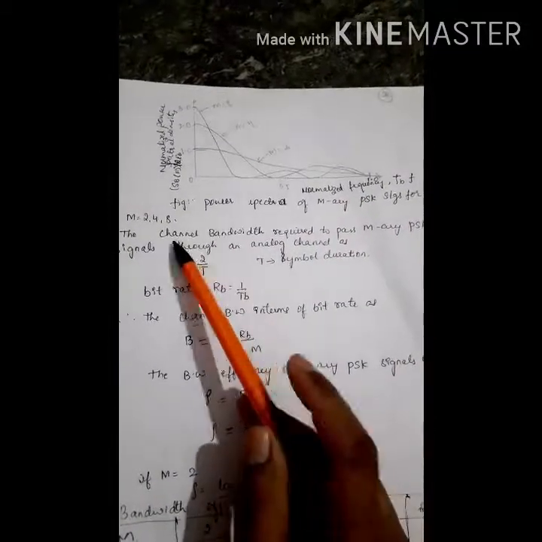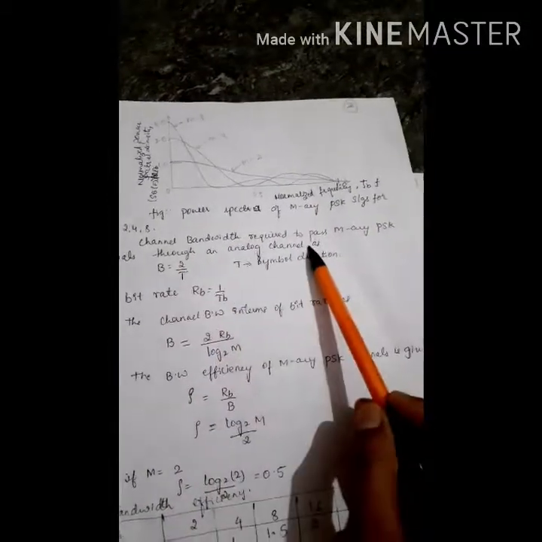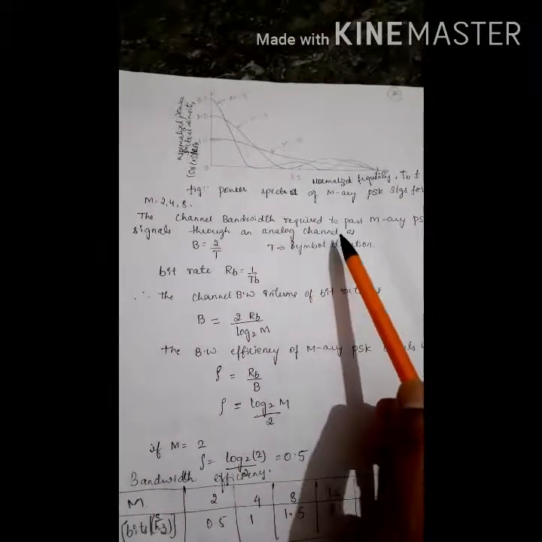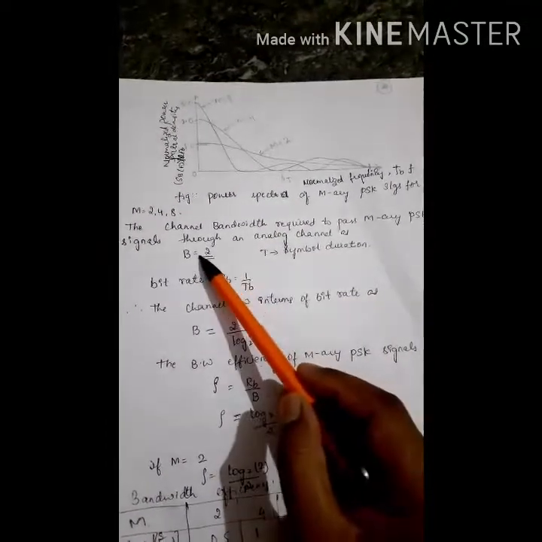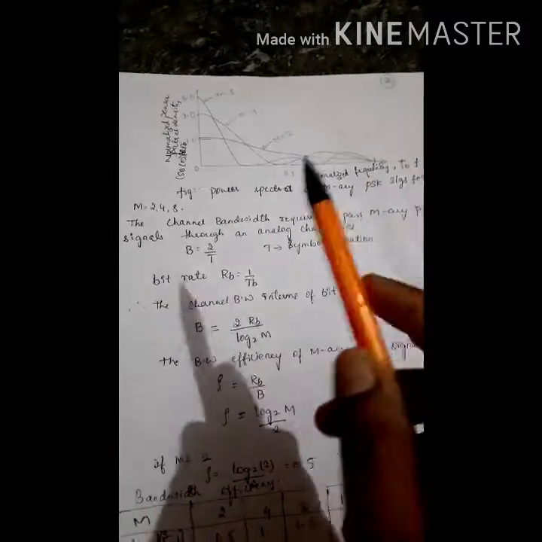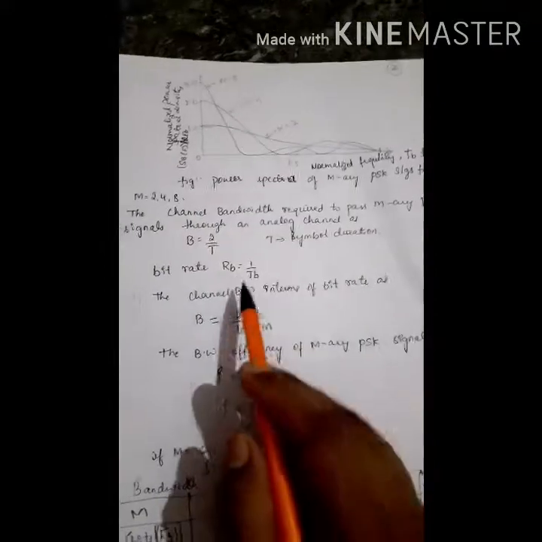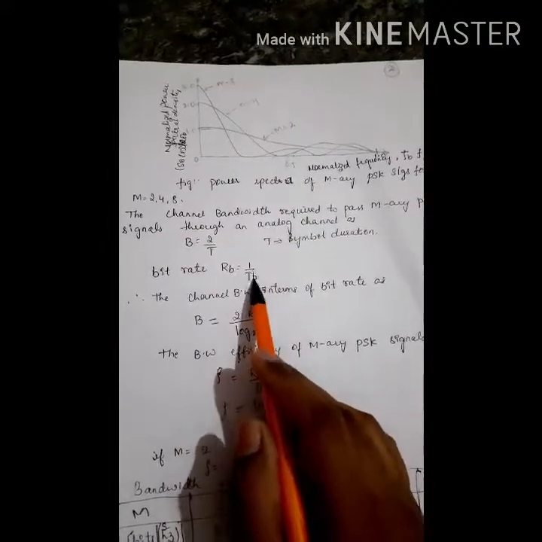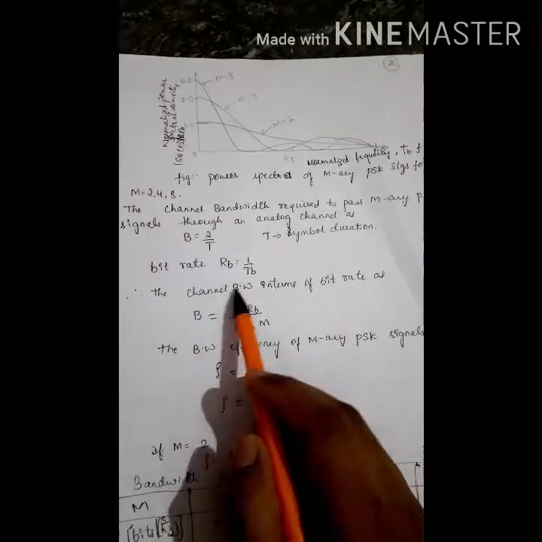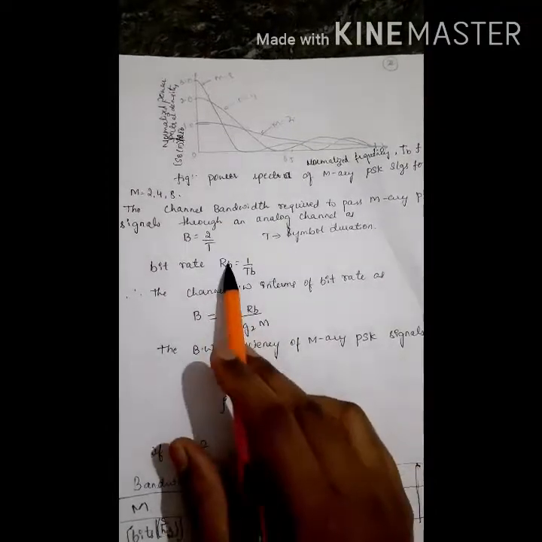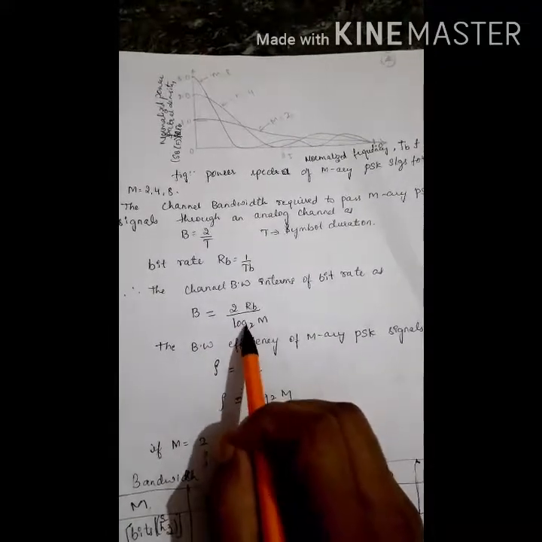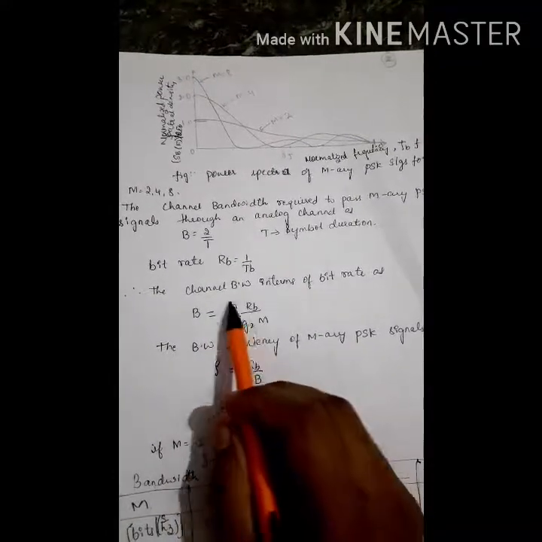And next, consider the channel bandwidth required to pass an MRI PSK signal through an analog channel. B is given by B equals 2 by T, that is 2 times the bit rate we are calculating, where the bit rate RB is given by 1 by TB. This is general: RB equals 1 by TB. Therefore the bandwidth in terms of bit rate can be written as B equals 2 RB by log base 2m.